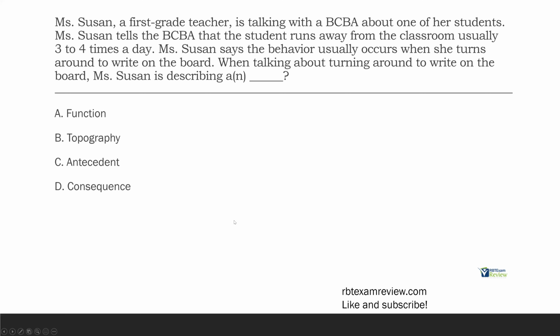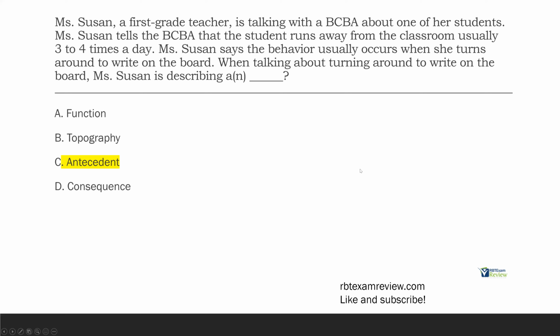Why is it not a consequence? Well, a consequence occurs after the behavior. So if Miss Susan told us what she did in response to the student running away, we'd be describing a consequence. Miss Susan is telling us what she does before the student runs away, before being the key word. Miss Susan is describing an antecedent.